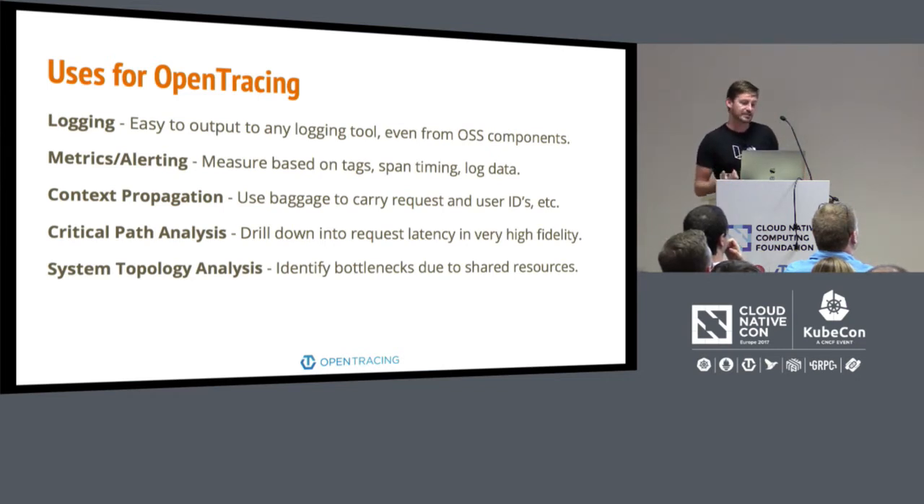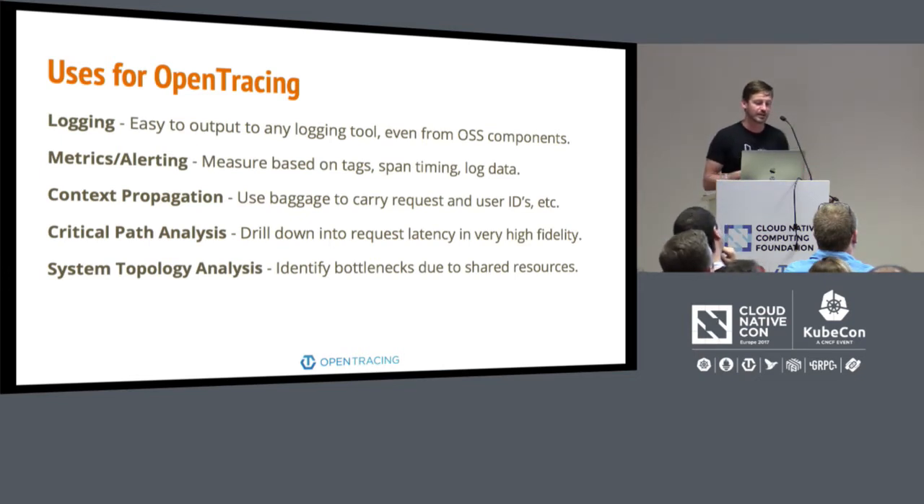Context propagation, that's baggage, the degree to which you are already trying to propagate IDs and other things. This is a great mechanism for doing that. And then the traditional tracing tools, so critical path analysis is really trying to figure out where exactly the latency is in your system. So as your request winds its way through your system, you want to know what was actually eating up all of the time.